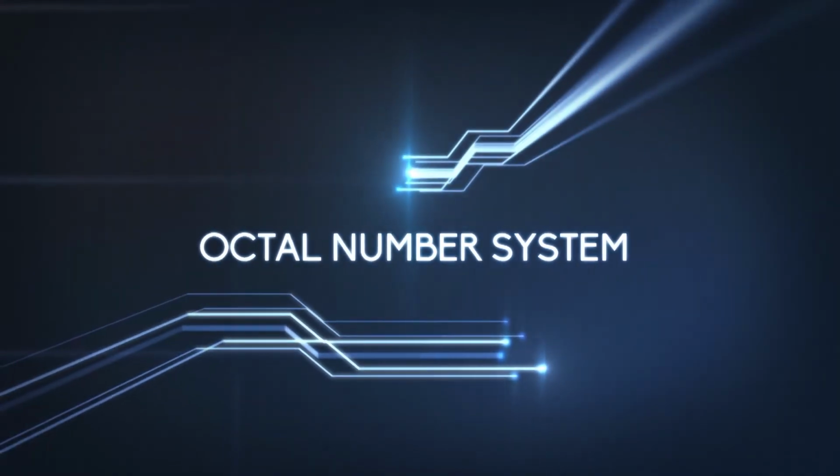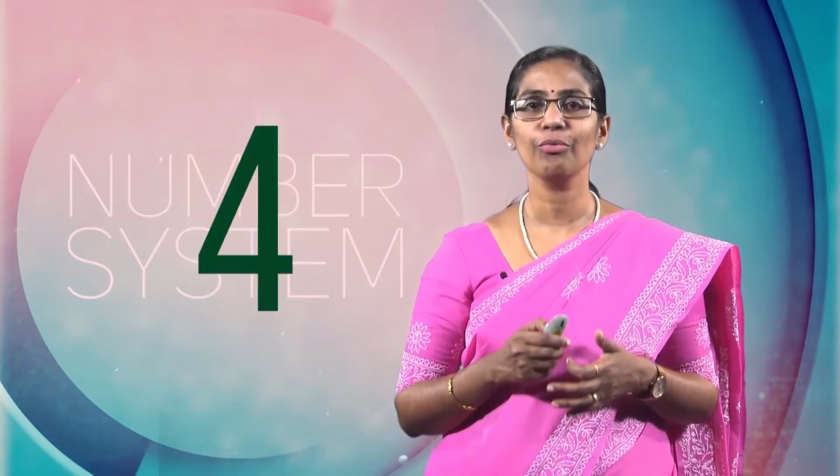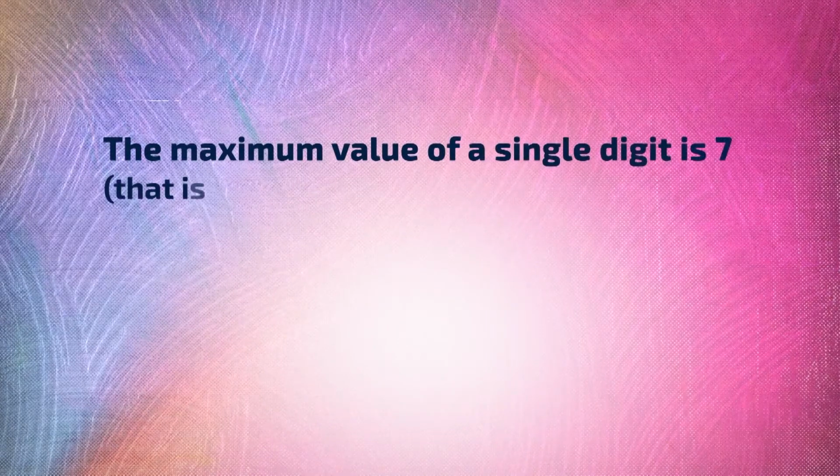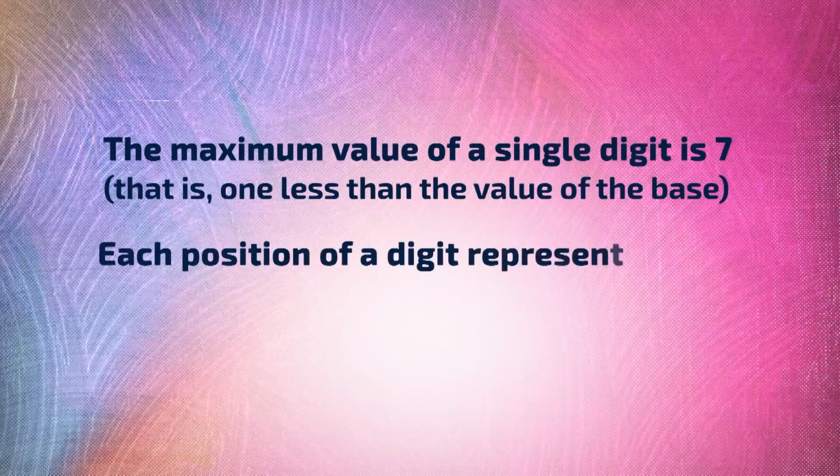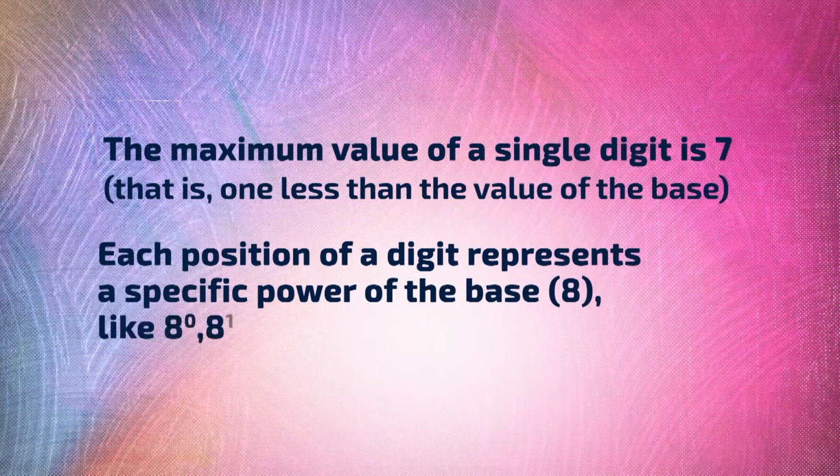Next, we will talk on the octal number system. The word octal sounds the number 8. Yes, 8 is the base of this number system. And the 8 digits are 0, 1, 2, 3, 4, 5, 6 and 7. Octal number system has a total of 8 symbols or digits from 0 to 7. Hence, its base is 8. The maximum value of a single digit is 7, that is 1 less than the value of the base. Each position of a digit represents a specific power of the base 8, like 8 raised to 0, 8 raised to 1, 8 square, etc.